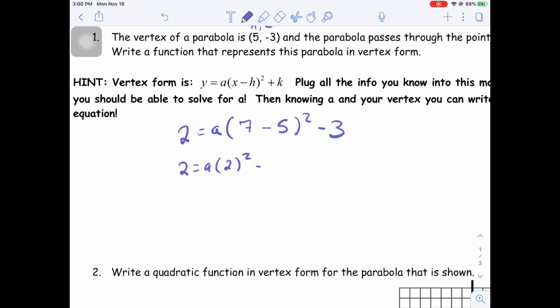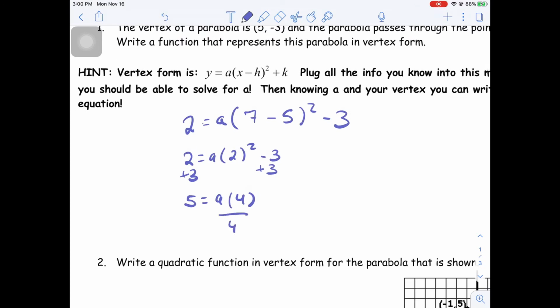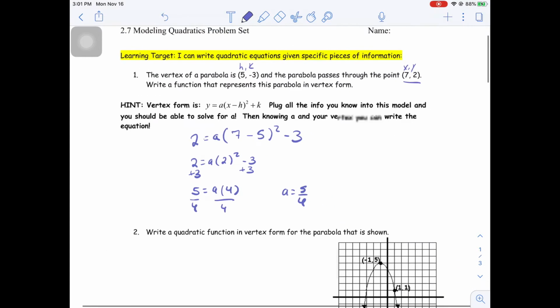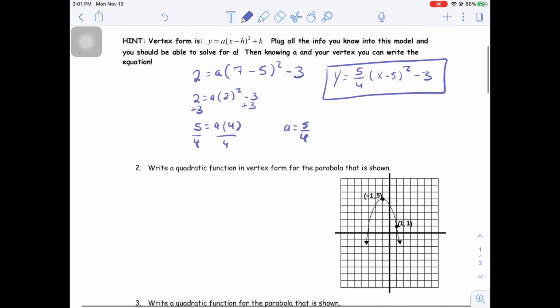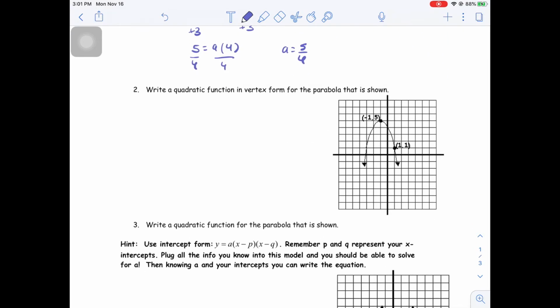So we have 2 is equal to a times (7 minus 5) squared, minus 3. 7 minus 5 is 2, squared. I'm going to add the 3 over. That gives us 5 is equal to a times 4. So you divide by 4 on both sides, and you get a is equal to 5/4. So now you can write y is equal to 5/4 (x minus 5) squared minus 3, and that would be our quadratic in vertex form.